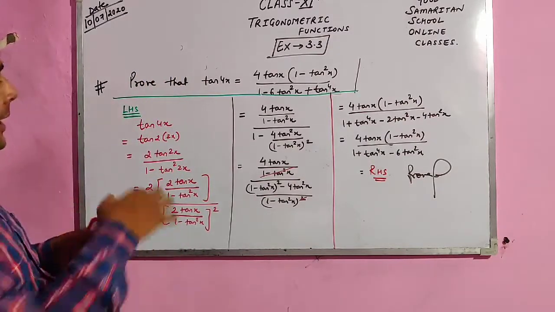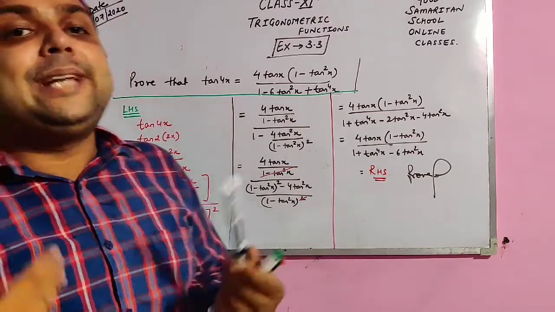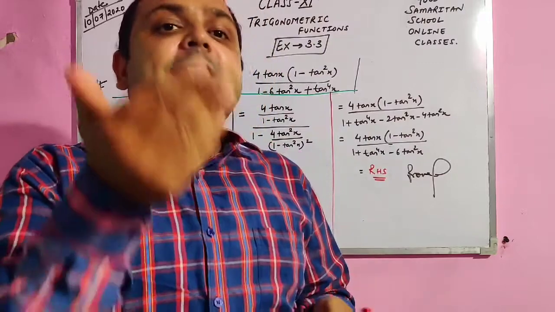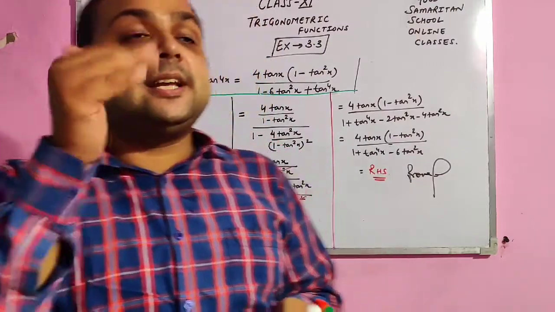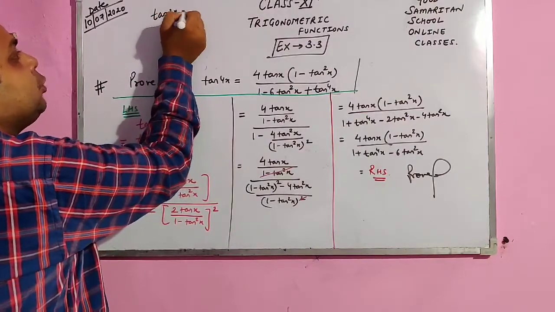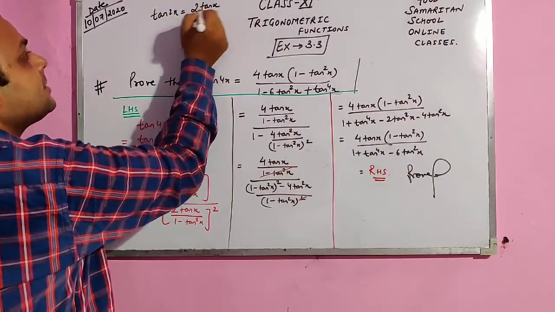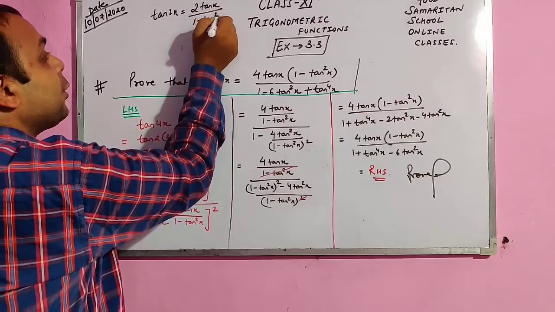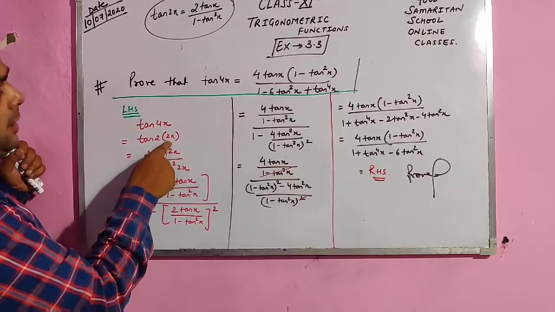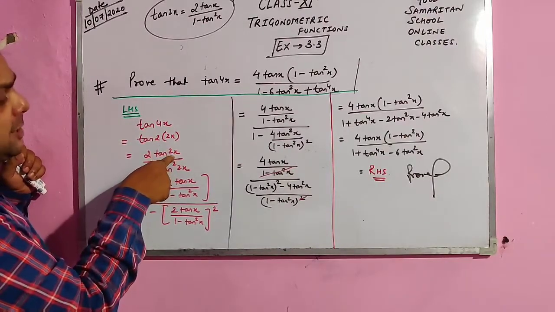Then I have the formula tan 2a. The formula of tan 2x is 2 tan x divided by 1 minus tan square x. So I have applied this formula here. Tan 2x is equal to 2 tan x upon 1 minus tan square x. This formula is used in this question. So this is 2 tan, and the value of x is 2x here, so I have just applied it.